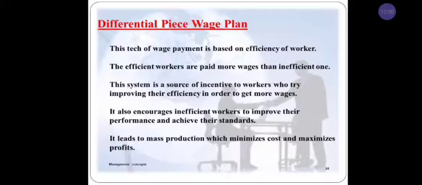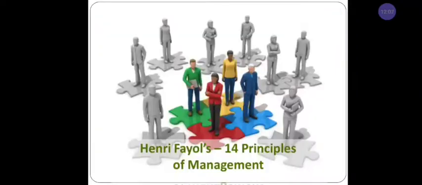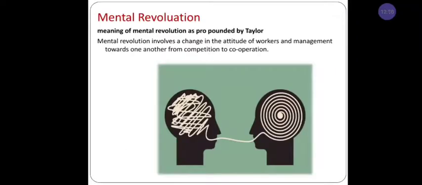With this, the techniques of management have been finished. Understood? In the next class, we are going to cover the last topic, called mental revolution. Already we have learned mental revolution in scientific principles. What is mental revolution? Here, mental revolution involves changes in the attitude of workers and management towards one another, from competition to cooperation. Understood? Just look at the picture.